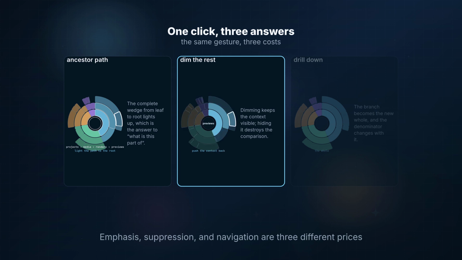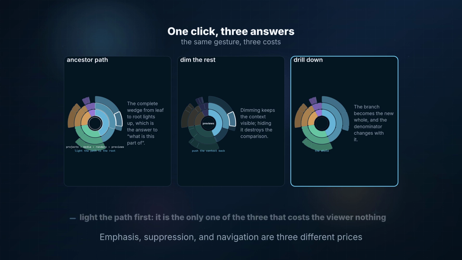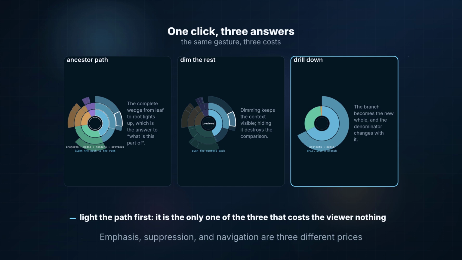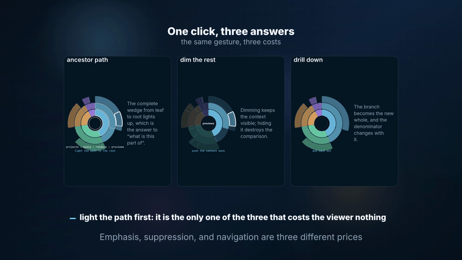Lighting the path takes nothing away, so the viewer can still compare the highlighted arc against its neighbors, and that is why it is the one to reach for first. Dimming is stronger and costs the comparison, which is a fair trade when the chart is dense. Drilling is the strongest and the most expensive because it changes the denominator, and a chart whose denominator moved without saying so is a chart that lied.